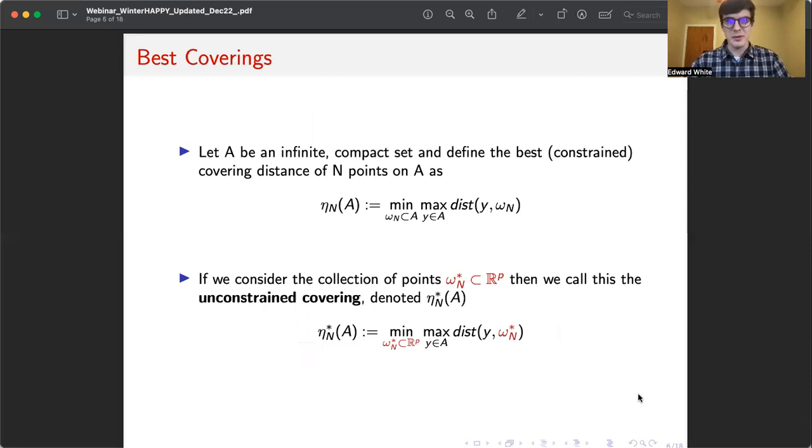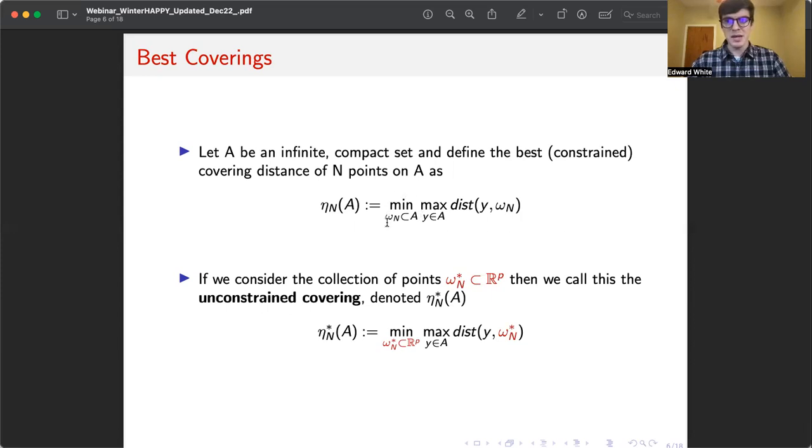Now, to contrast that, we have what we can call the best covering, which will be just a slight variation, and I'll justify the use of that word dual earlier by looking at how this is defined. So again, we'll take A to be an infinite compact set, and we'll define what's called the best constrained covering distance of endpoints of A as the following. So we'll take our configuration omega n, and then we'll look at points y taken inside of our infinite set A, and look at the distance from y to all the points of omega n. And we'll find what is the farthest point in A away from all of my configuration points omega n. So what's the farthest point away from my configuration?